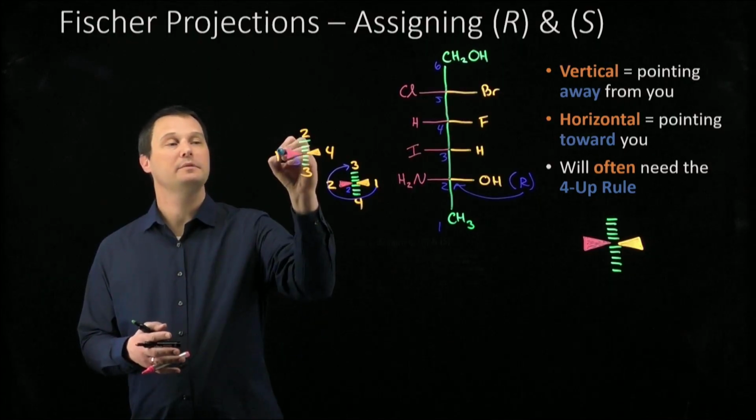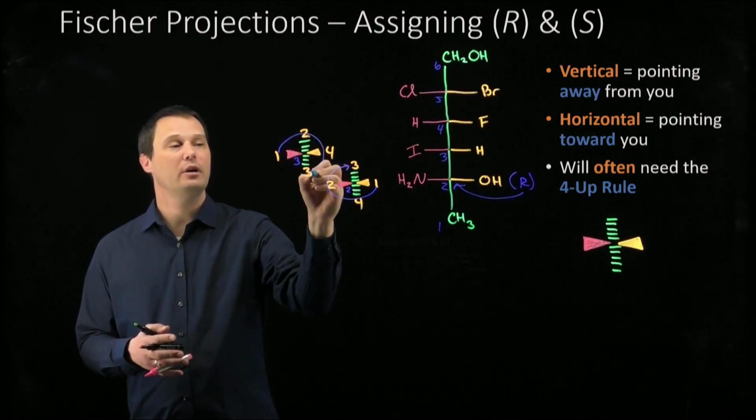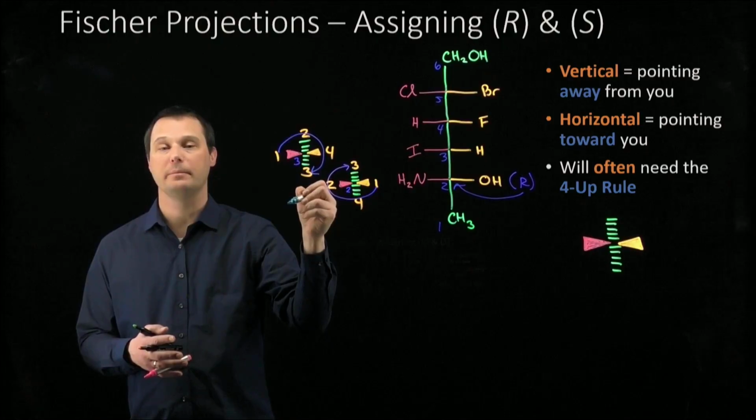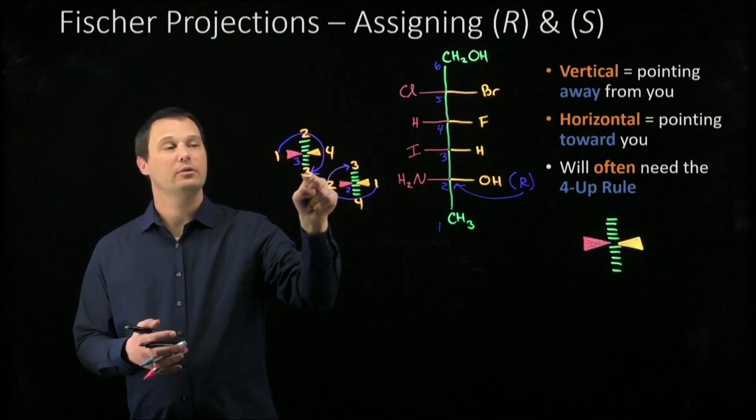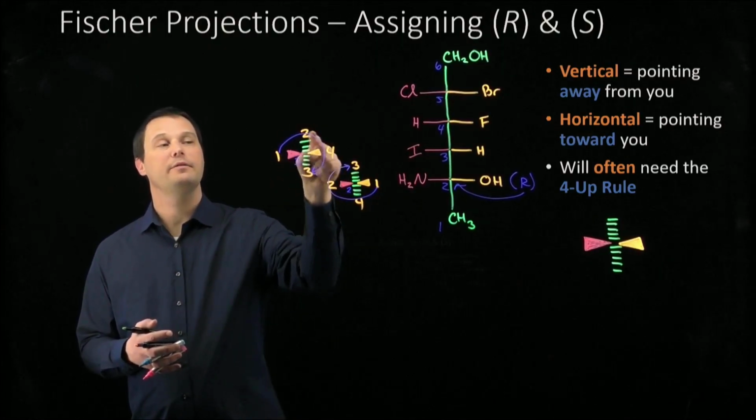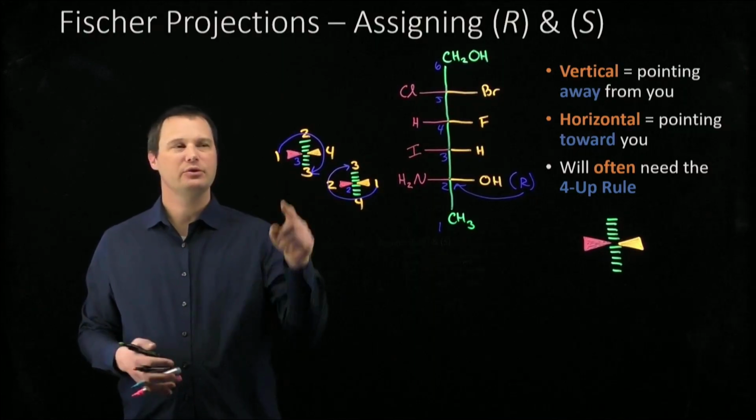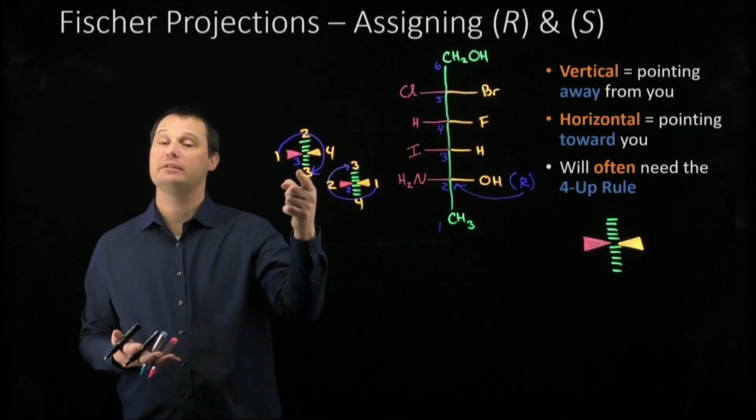The 4 up rule says that we still start at 1, we still draw our circle from 1 to 2 to 3, ignoring 4. But the 4 up rule says that if this circle is a clockwise circle, then we flip it and we flip our answer. As drawn, this is a clockwise circle and says the stereocenter should be R.